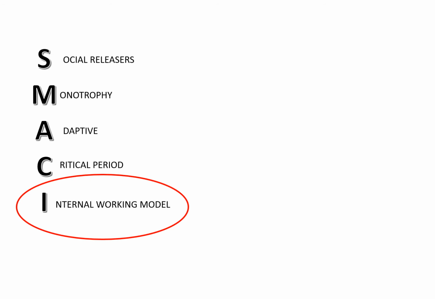Okay, so you should have had social releasers, monotropy, adaptive, critical period, and internal working model. And the reason I wanted you to retrieve your knowledge on that, going back to our Bowlby evolutionary theory of why attachments form, is because this bit about the internal working model is going to be really important for us in what we're moving on to think about now.